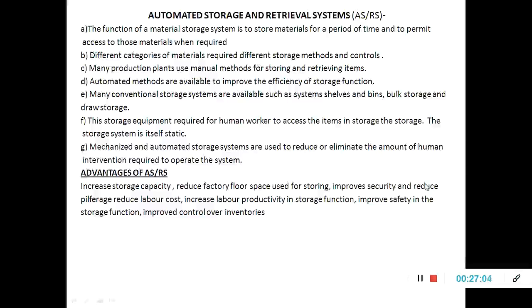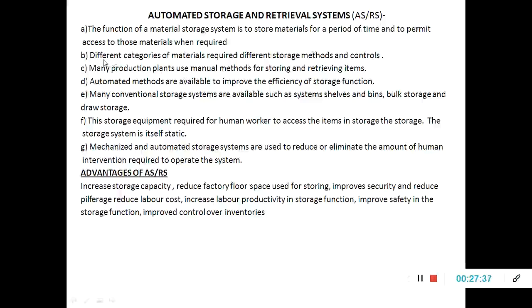Next, the automated storage and retrieval system, AS/RS. As I told you, the main function of the automated storage and retrieval system is to store the materials for some period of time, and whenever they are required, these materials are retrieved from the system.